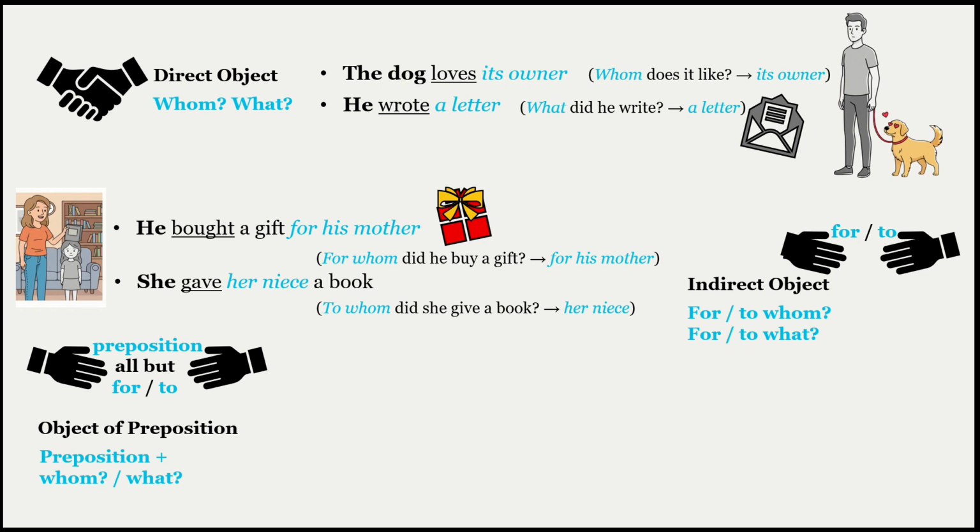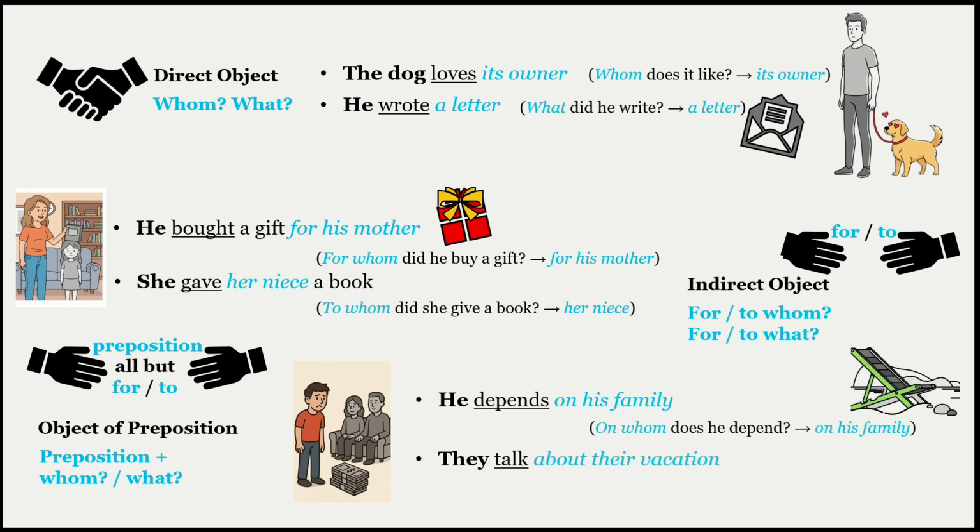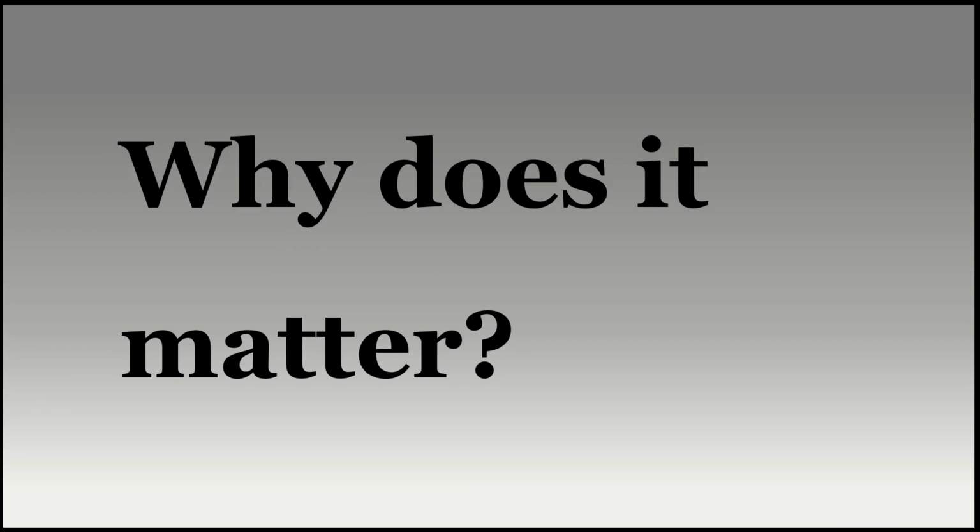Objects of a preposition are the third group, and they are not attached directly to the verb. They follow a preposition, other than to or for used for indirect objects in English, and answer the questions what or whom after this preposition. He depends on his family. On whom does he depend? On his family. They talk about their vacation. About what do they talk? Their vacation.